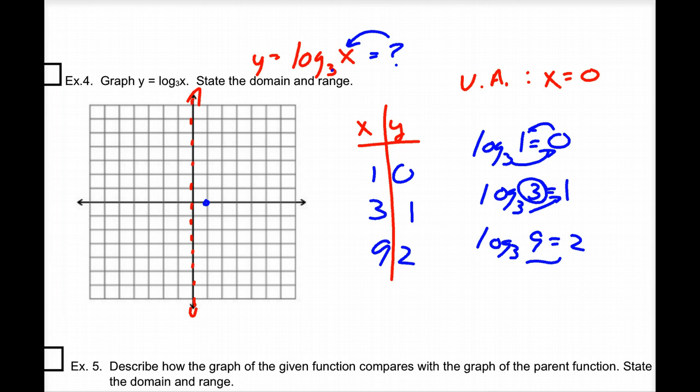So I grab (1, 0), I grab (3, 1), and then (9, 2) is over here somewhere. And I've got that curve that I graphed up above. So again, the difference is you have a vertical asymptote, and this will also switch your domain and range. Your domain now has a limit. It can't be any smaller. It can't equal 0, and it can't be smaller than 0. It has to be to the right of 0, greater than 0. But it goes forever up and down, so my range is all reals.